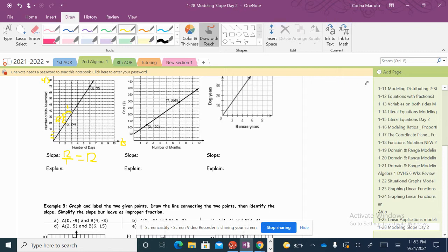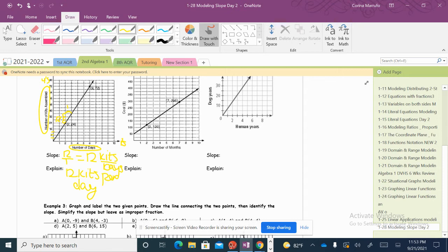And it tells me to explain. So my rise, which is up and down, is the number of kits assembled. So 12 is the kits assembled. And then the bottom is the days, my run, which is my x value. So to explain, it's 12 kits per day. That's what this is an explanation of.